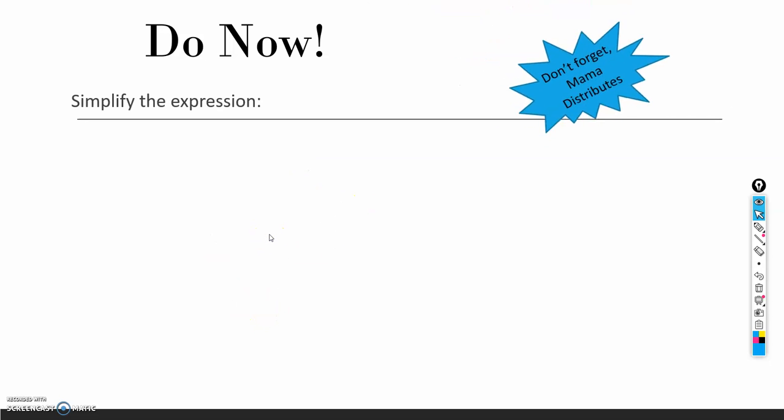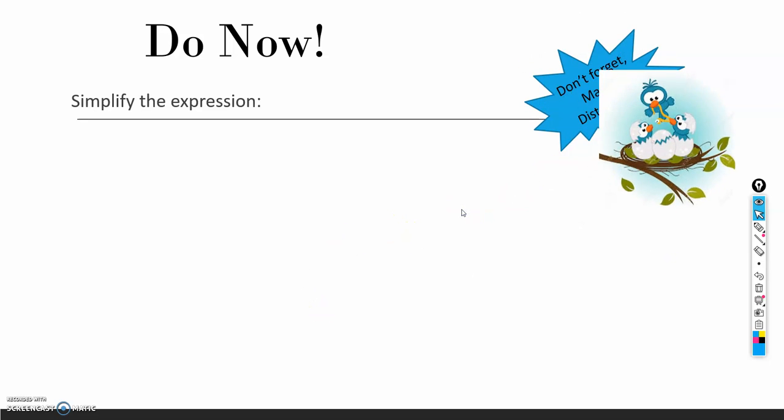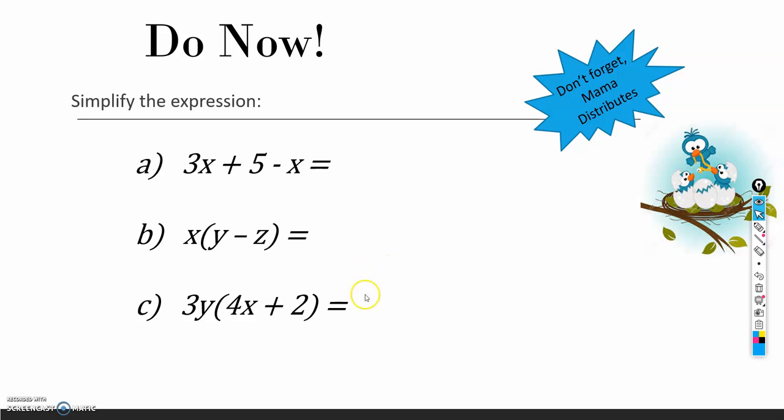before we get started. So don't forget that Mama distributes, and here she is, our little nest, and the baby birds in the nest, and Mom is going to distribute evenly. And that's going to apply to B and C. So go ahead and pause the video and see if you can work through simplifying these expressions. And I'm going to go ahead and get started on them.